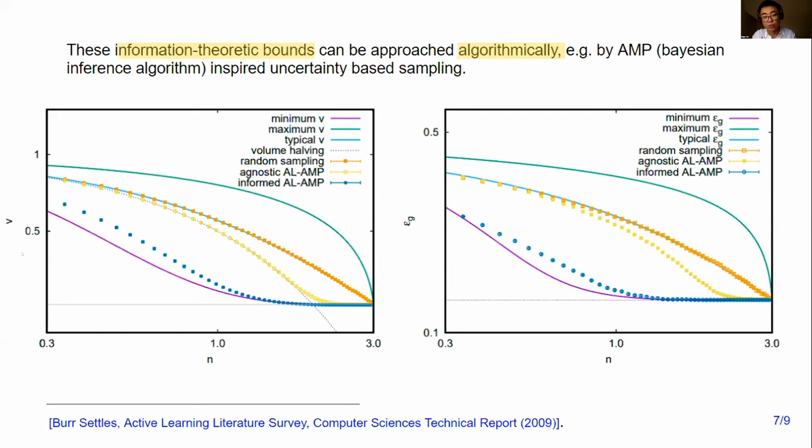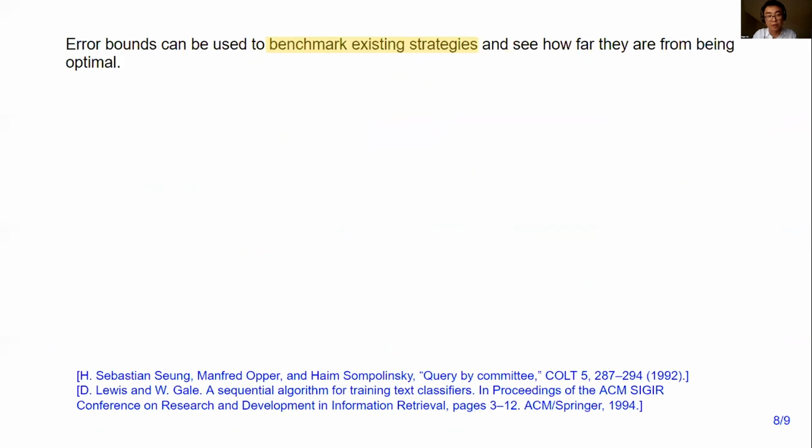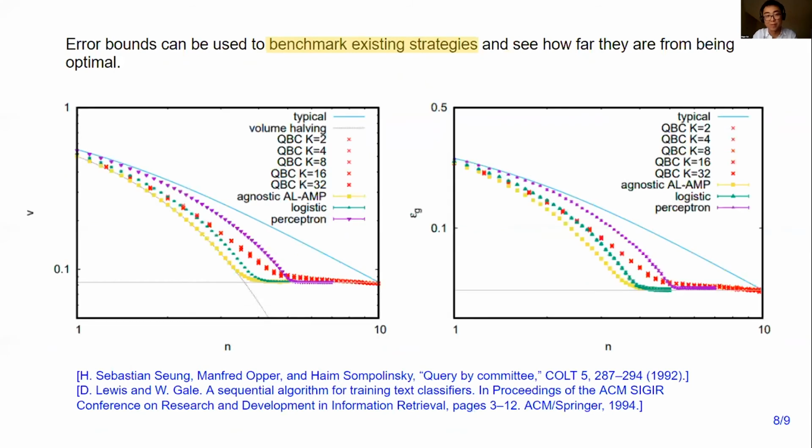So this is just to show how those error bounds are not too far away from being realistic. They can be approached by real world algorithms. And last slide, I'd address maybe the question some of you may have, what to use for deriving those bounds. So again, those two plots, first one is for V, the second one for epsilon G, the generalization error.